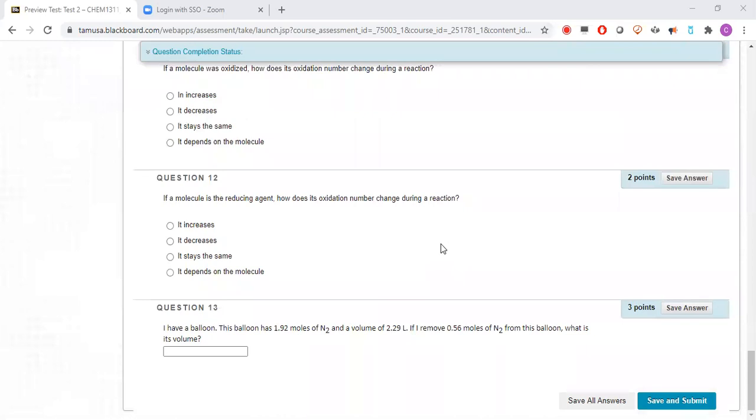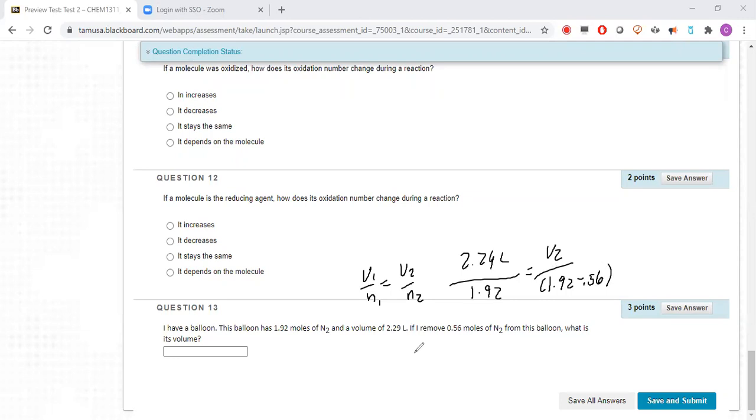All right, and now our last question. I have a balloon. The balloon has 1.92 moles of nitrogen and a volume of 2.29 liters. I take away 0.56 moles. What's my new volume? So V divided by n at state 1 equals V divided by n at state 2. So I have 2.29 liters and 1.92 moles. What is my new volume? If I remove 0.56 moles from 1.92 moles, so V2 equals 2.29 divided by 1.92, times 1.36 moles.